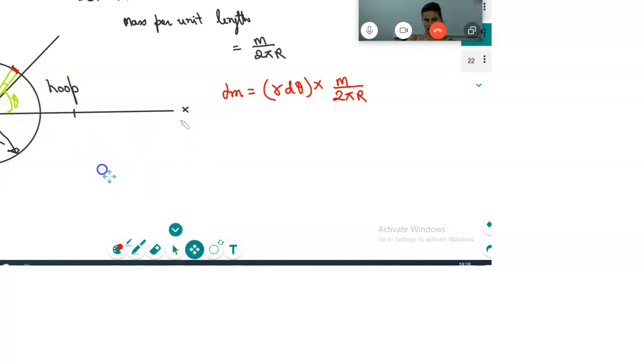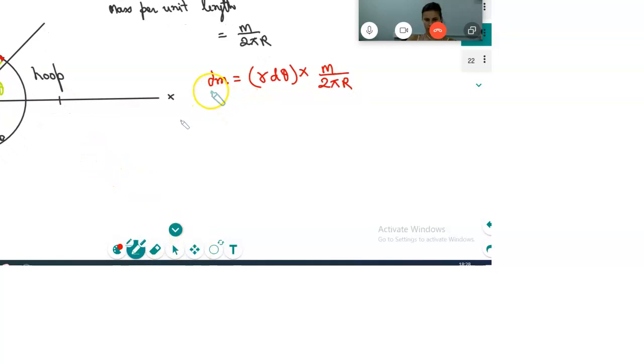Please tell me, what is the moment of inertia of this small piece? Very simple. This small piece has a distance from the axis of how much? R. What is the formula for a small piece mass? M R square. dI is equal to dm into R square. Correct? Yes. If you have got this, you can do anything. dm is equal to, put the whole thing.